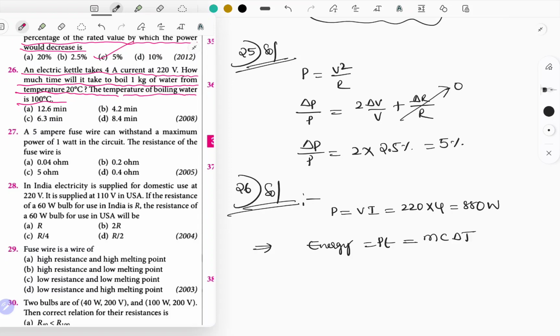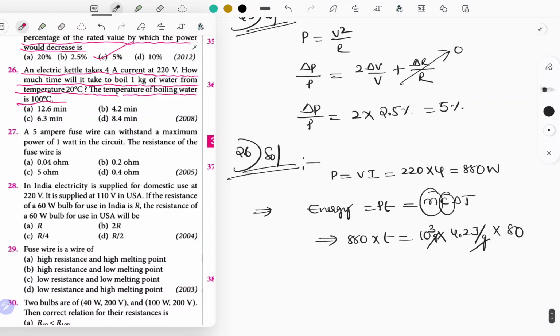Specific heat capacity per kg is 4200, which is 4.2 joules per gram. So let me substitute all these values. Power is equal to 880 into time T, which I don't know. M is mass, which is 10 power 3 grams, and the specific heat capacity is 4.2 joules per gram. So this gram will get cancelled, and I'm left with 4.2 into the change in temperature, which is 80. These are the values we have, so let me substitute them.